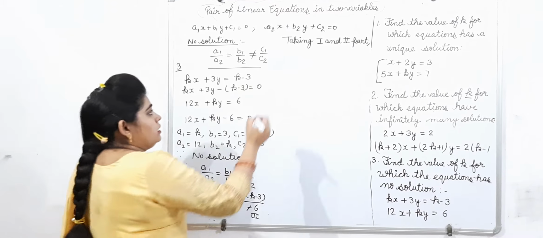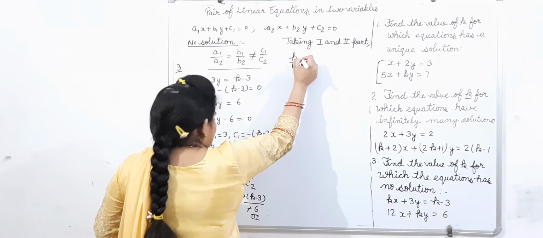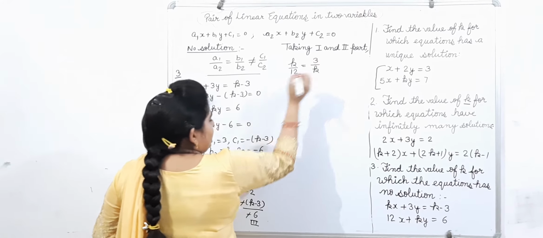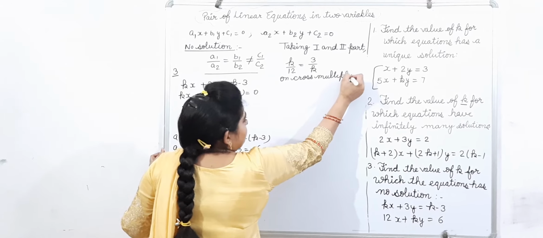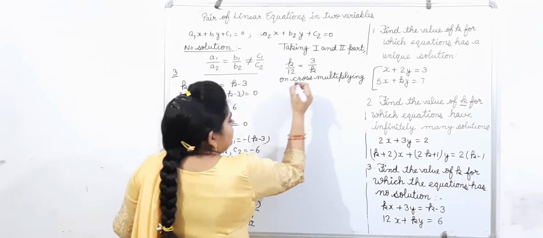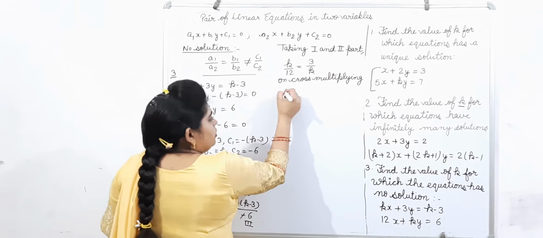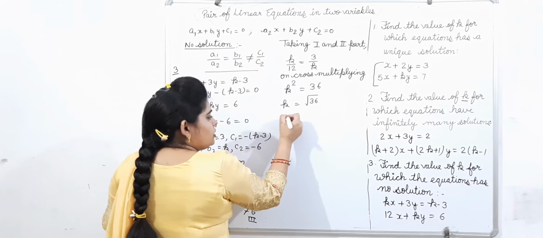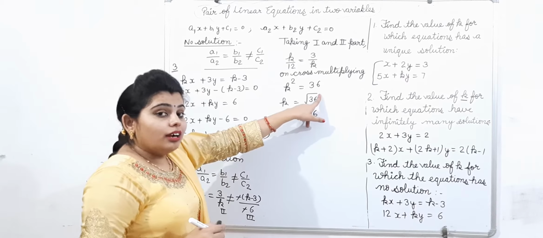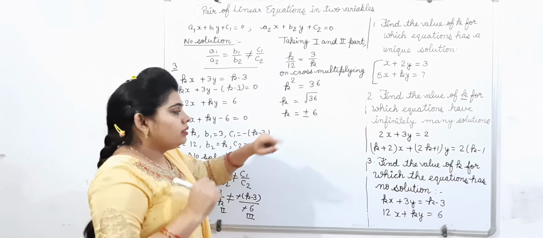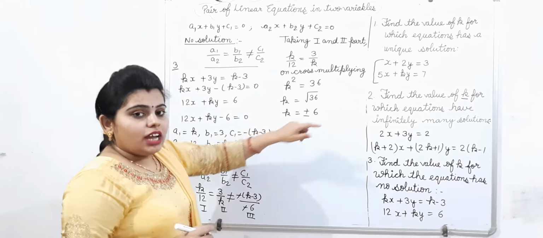the first part is k by 12 is equal to 3 by k. Now on cross multiplying, we will get k square is equal to 12 times 3, which is 36, so k is equal to square root of 36. From here we will get k is equal to plus minus 6. We will get plus 6 and minus 6 because the square of 6 is 36 and the square of minus 6 is also 36. Now we will check for these values.